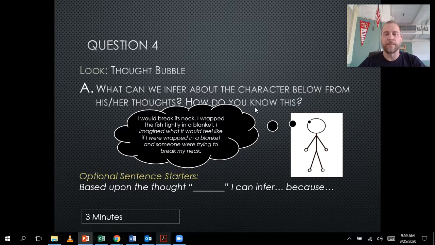And so here's an example from the Life of Pi. When he caught a fish and was trying to survive on the ocean, and he needs to feed himself, he decides that he would break its neck. "I wrapped the fish tightly into a blanket. I imagined what it would feel like if I were wrapped in a blanket and someone was trying to break my neck." So think about that for a minute. What do we know about this character based upon these thoughts?